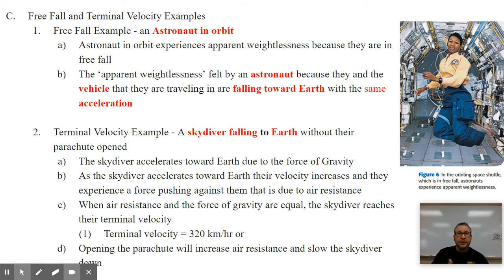The vehicle that they're traveling in, it's not a shuttle anymore. They discontinued that about 6-7 years ago, roughly, maybe even 8 years at this point. But that apparent weightlessness that the astronauts feel is because whatever vehicle they are in is constantly falling towards Earth with the same acceleration that they have. So they're constantly going like this.